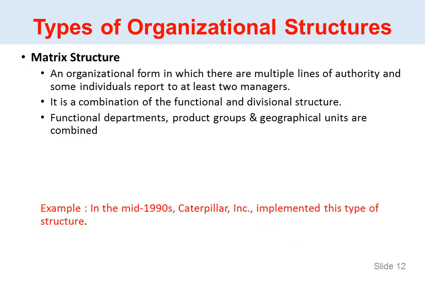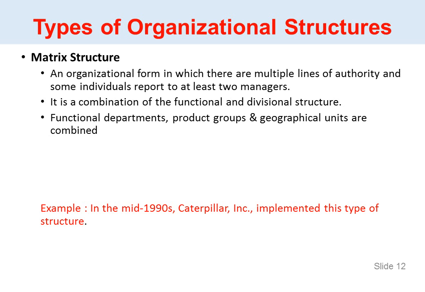The matrix structure. A company called Caterpillar Incorporated is one of the famous companies using such a matrix structure. We have multiple lines of authority and some individuals report to at least two managers. It means you have two managers controlling your work at the lower level of the organization. It is a combination of functional and divisional structure. Functional departments, product groups, and geographic units are combined.